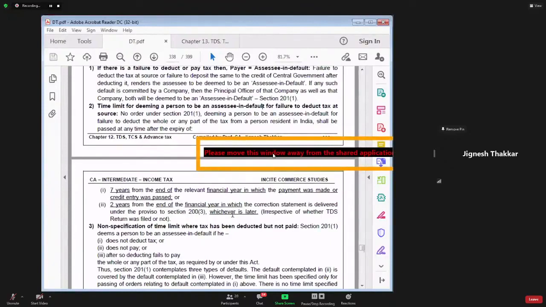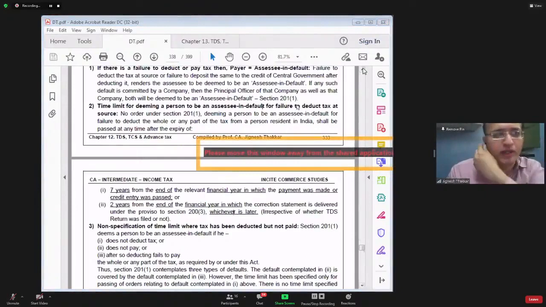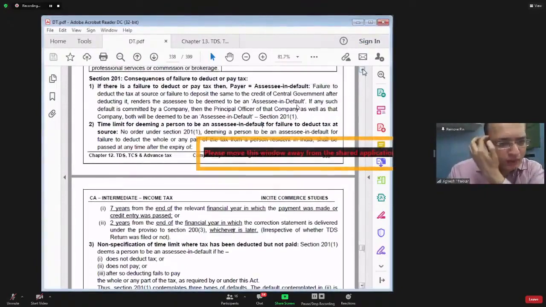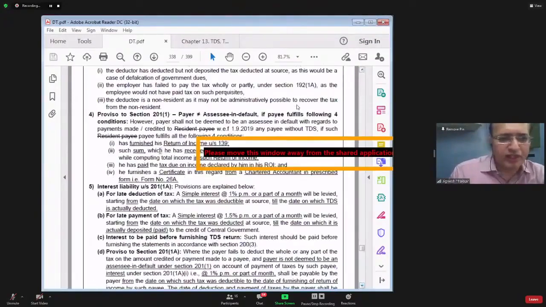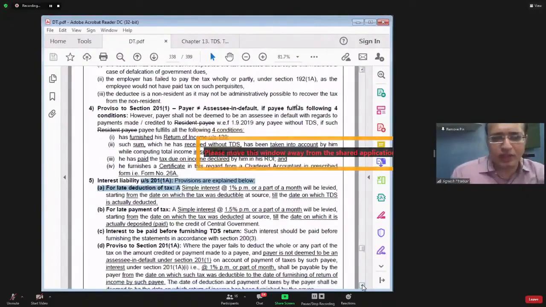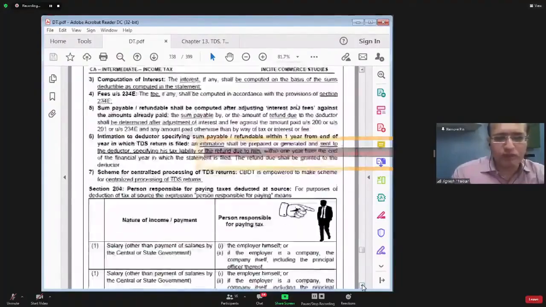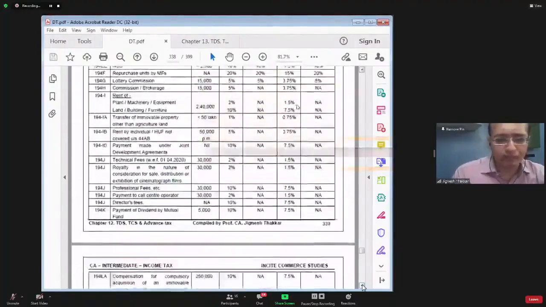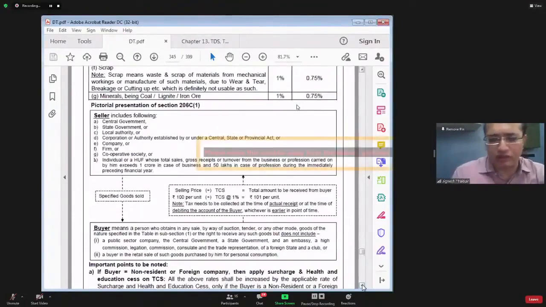Have you understood this? So before the break, we have completed section 201. Along with that, we also discussed section 201 subsection 1 and subsection 1A. Section 201 subsection 1A talks about calculation of interest. So now we'll move on to a practical question which will show you this calculation of interest.